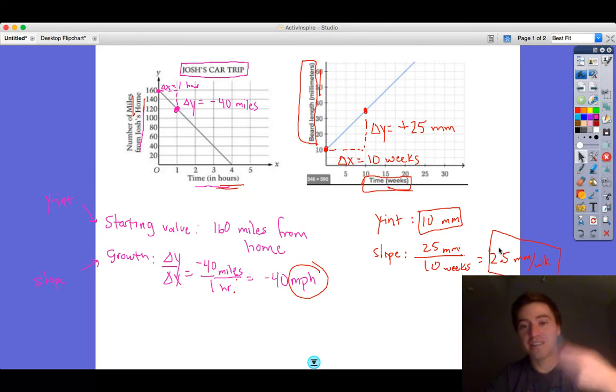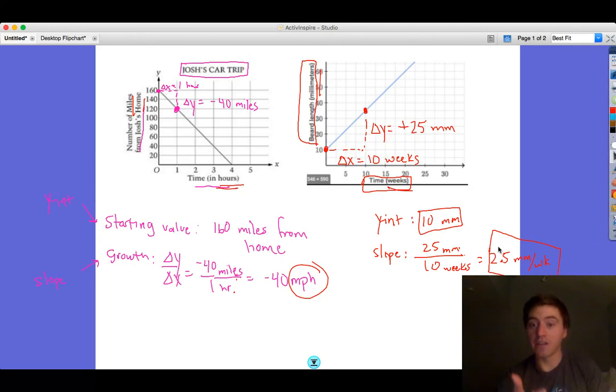So when you do the rest of these, those are the things you're going to be finding: the starting value and the slope. Also include the units for what the slope is, or what the growth or change is. And when you explain things, talk about the starting value and talk about how it's changing.